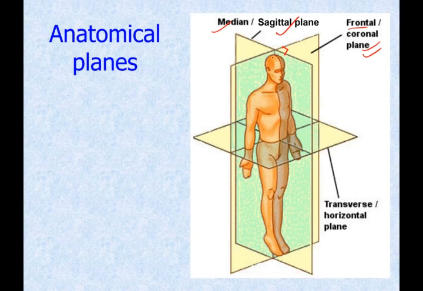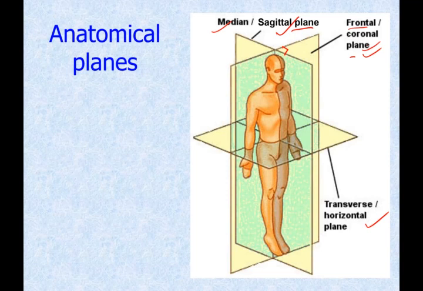Then there is a third plane, which is called the horizontal plane or the transverse plane, which is at right angles to both the sagittal plane and the coronal plane. Therefore, it has to be in the horizontal setup because the other two planes are vertical. So these are the three planes that we describe.